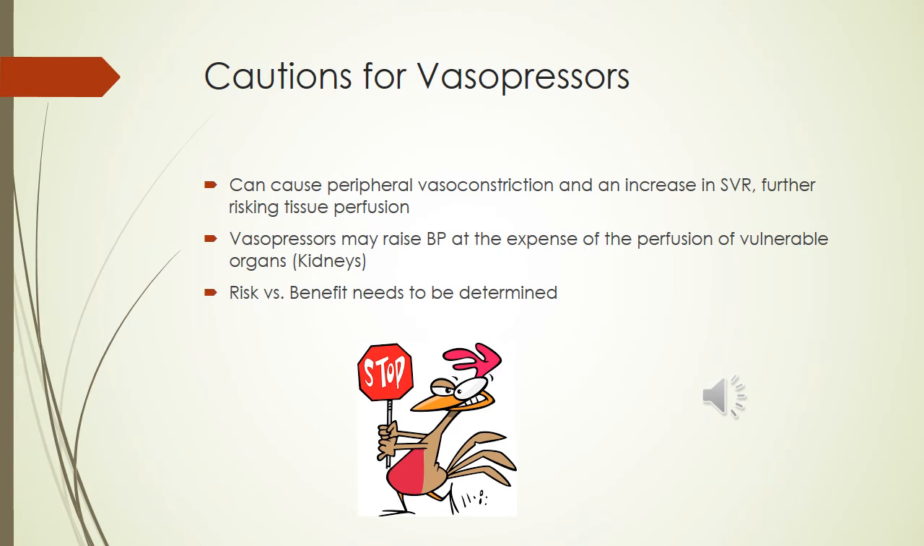There are a couple things that you want to monitor while administering vasopressors. Vasopressors can cause peripheral vasoconstriction and an increase in systemic vascular resistance, further risking tissue perfusion. Vasopressors may raise BP at the expense of the perfusion of vulnerable organs, such as the kidneys. You want to weigh the risk versus the benefits when using vasopressors.